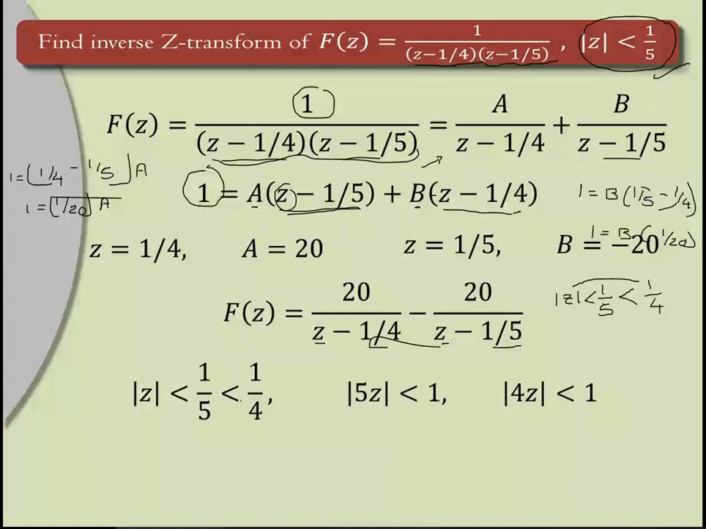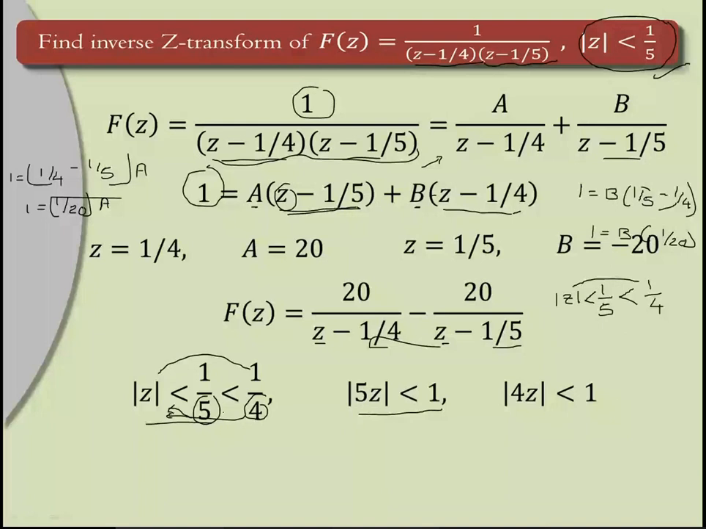Now, we know this relation. Making use of this relation, try to get the term which is less than 1. So how can we get the term which is less than 1? Here we just want 1. So remove this 5, take this 5 to the other side. So you get mod 5z less than 1. And also here, between these two, we want less than 1. So 1 is there, but we don't want 4. So take this 4 to the other side. So we get mod of 4z less than 1.